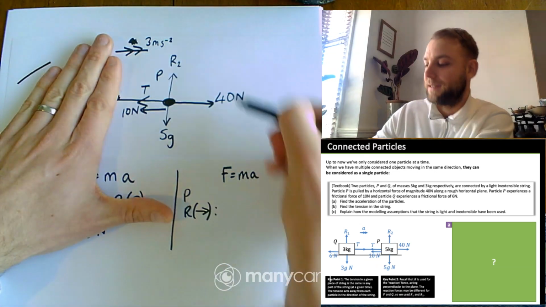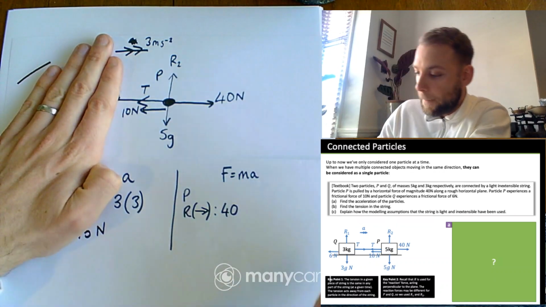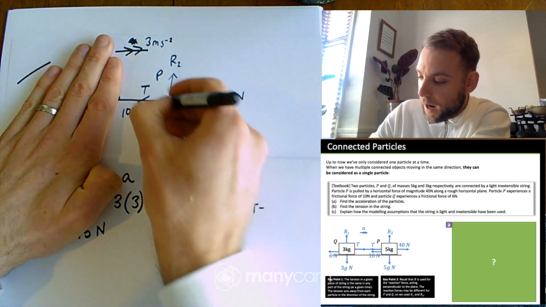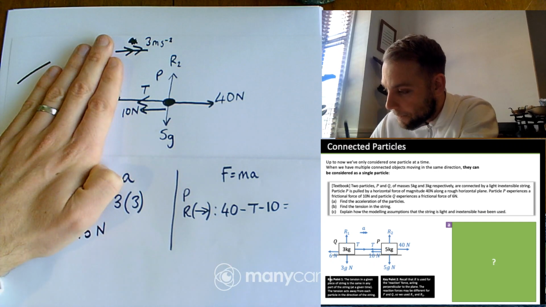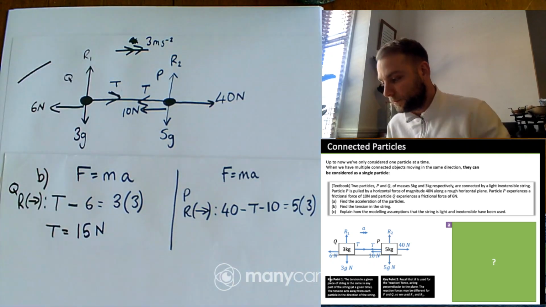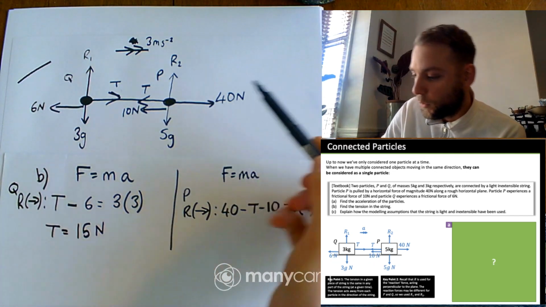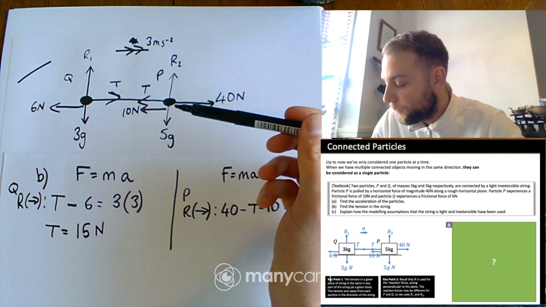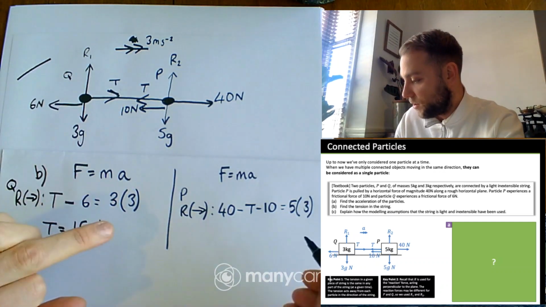What are the forces which are acting on P here? Well, the positive force, which is pulling it, is that 40 newtons, minus the tension, which is holding it back, also minus this frictional force, which is holding it back, which is equal to the mass of this, which in this case is equal to 5, times by the acceleration, which is equal to 3. So we've got things a little bit different here because we've got more forces. We've got the 40 acting right, we've got the tension acting left, and we've got the frictional force acting left as well.